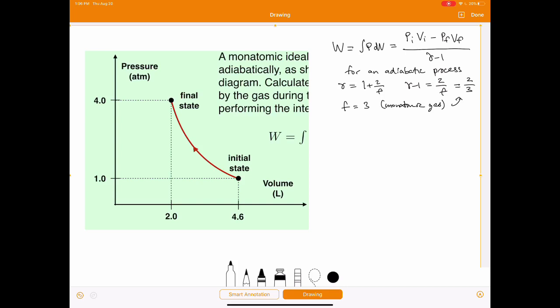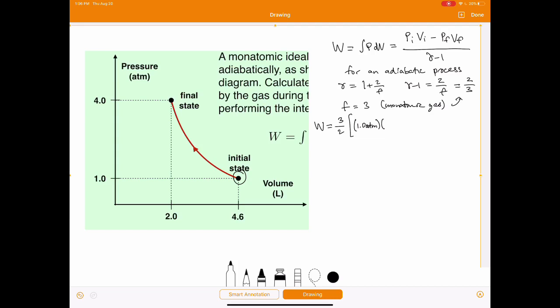Okay, so now we can directly calculate work. Just take note of the fact that we have 1 divided by gamma minus 1. So if gamma minus 1 is 2/3, 1 divided by gamma minus 1 is 3/2. And that's multiplying P initial times V initial minus P final times V final. Well, the initial pressure, that's when we're in the initial state over here, read it straight off the graph, is 1 atmosphere.